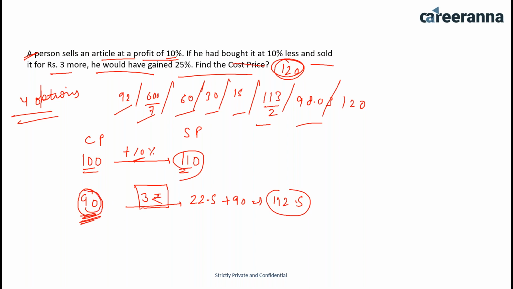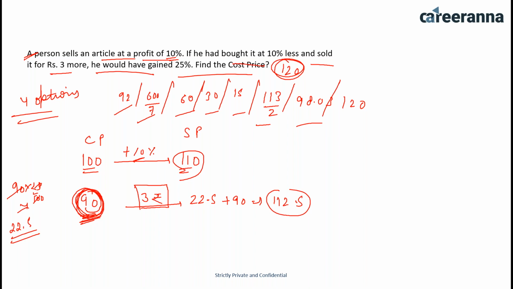So 25% on this value. What is 25% of this number? Can we do it like this very quickly? 22.5. Is it?